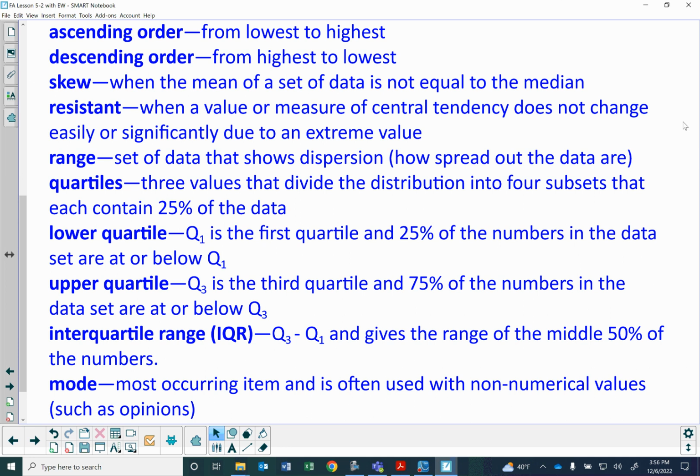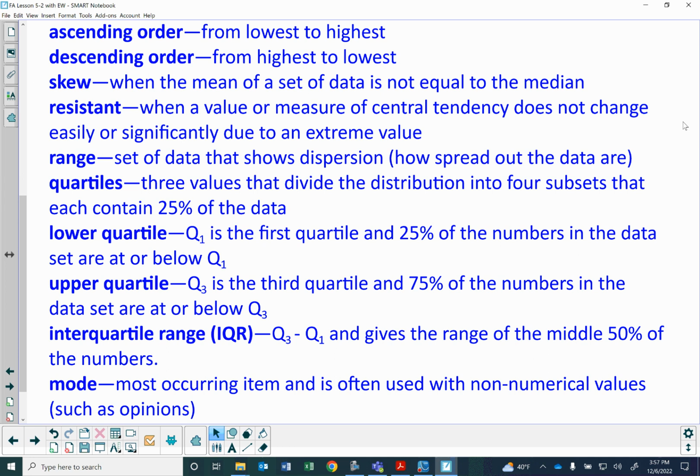The range is the measure that shows dispersion, how spread out the data is. In other words, it's the difference between your highest data value and your lowest data value. Quartiles are three values that divide the distribution into four subsets. That's why they're called quartiles, that each contain 25% of the data.